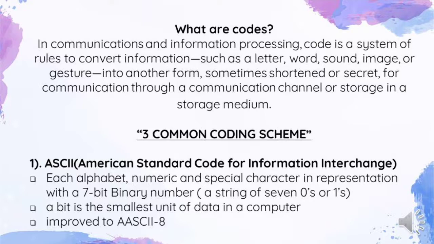So we can see here that a coding scheme is a set of codes defined by words or phrases that is assigned to categorize certain data. There are three coding schemes. First is ASCII, an abbreviation for American Standard Code for Information Interchange. They call it ASCII as a pronunciation.